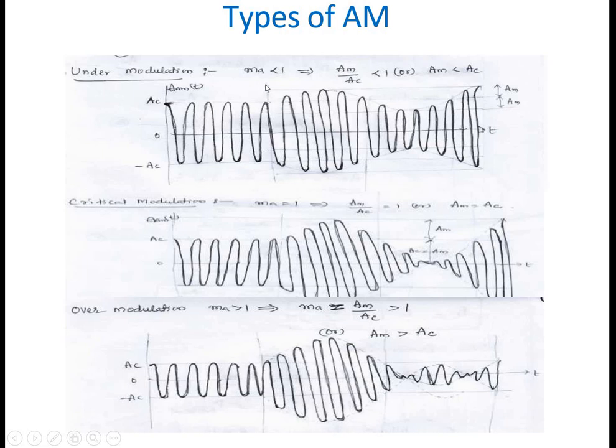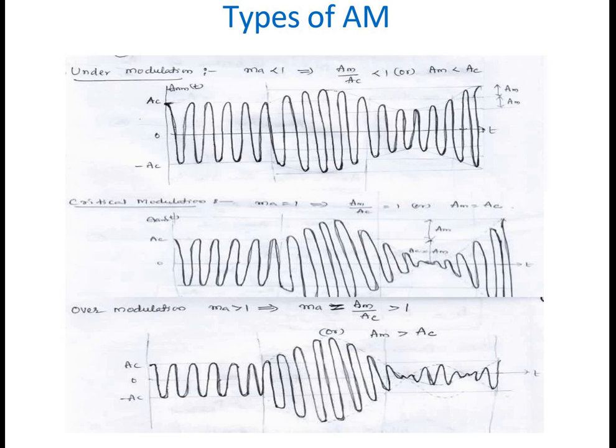As we observe, when MA is less than 1, then AM by AC is less than 1, or AM is less than AC. This is the mathematical ratio for under modulation. Likewise, for critical modulation, the modulation index is exactly equal to 1, so AM by AC equals 1, indicating that AM is equal to AC. And for over modulation, the modulation index is greater than 1, so MA equals AM by AC, which is greater than 1, or AM is greater than AC. This is regarding over modulation. This is all about the types of AM modulation.